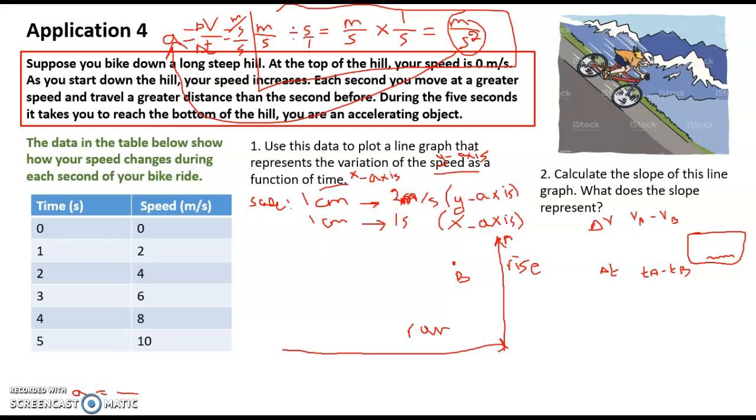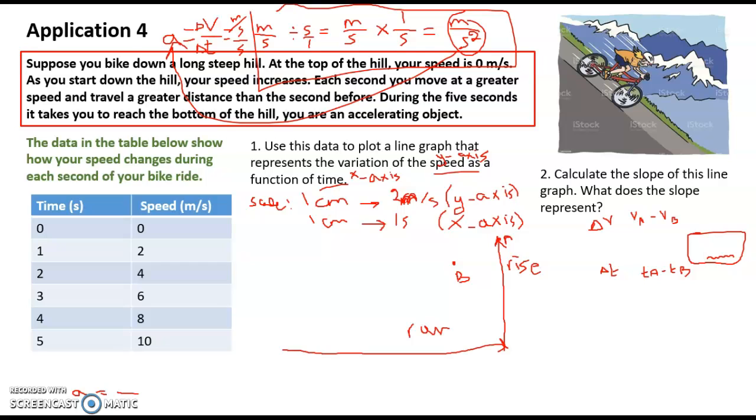Now, application 4. Suppose you bike down a long steep hill. At the top of the hill, your speed is 0 meters per second. Then as you start down the hill, your speed increases. Each second, you move at a greater speed and travel a greater distance than the second before. So this means that you're speeding up. Each same interval of time, the distance covered by you is increasing.